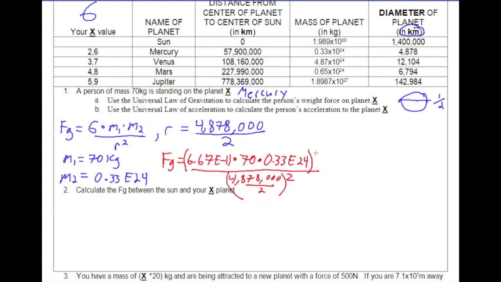Once you do that, you're going to figure out that the force of gravity that this person feels, or the weight force on that planet, should be equal to 259 newtons.